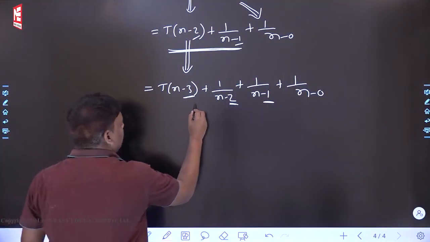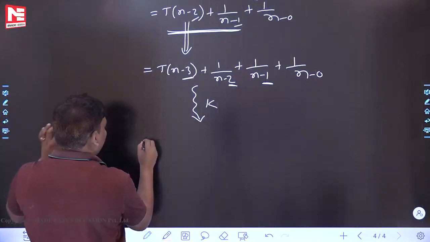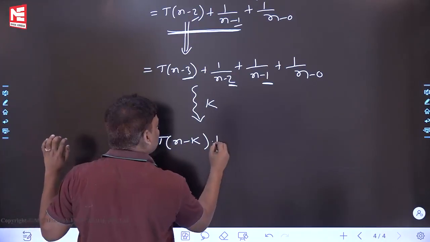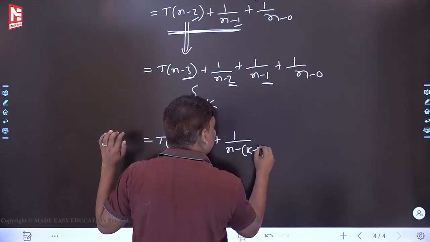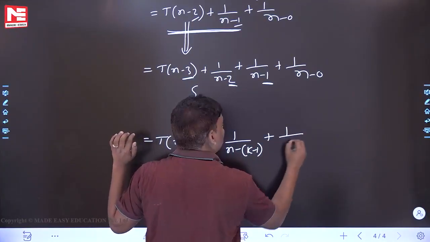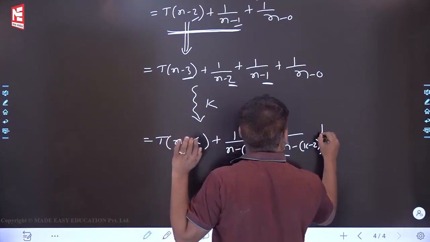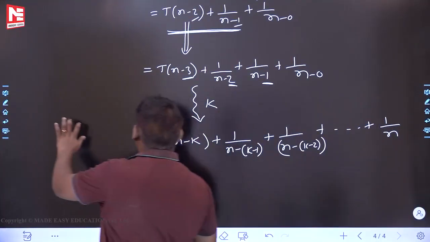Let me do like this one, k time. If I do k times, what is the answer? Tn minus k plus 1 by n minus k minus 1 plus 1 by n minus k minus 2 and so on. It will continue. What is the last one? 1 by n.